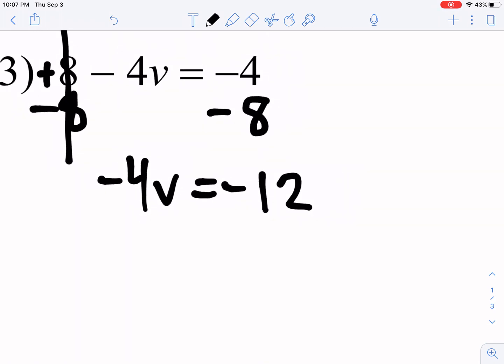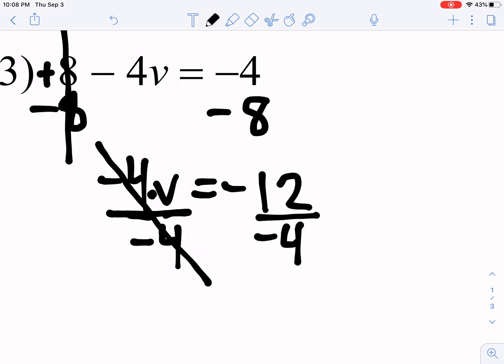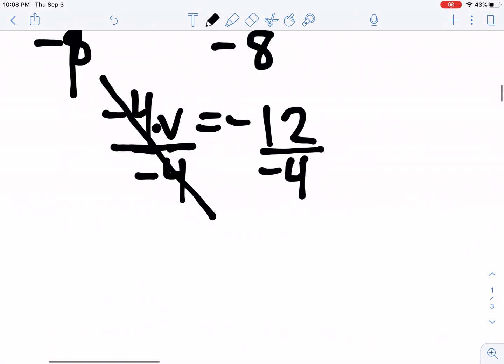So now, I'm in my one-step equation. Remember what we talked about in one-step equations? If we see a number next to a variable, what operation does that imply? Multiplication, right? So to get rid of this negative 4, I have to do the opposite, which is to divide. The opposite of multiplication is to divide. So this would be my inverse. Whatever I do to one side, I got to do the other side. Okay, my division property of equality. And I got v is equal to negative divided by a negative is a positive. 12 divided by 4 is 3. Okay, so I get v equals 3.